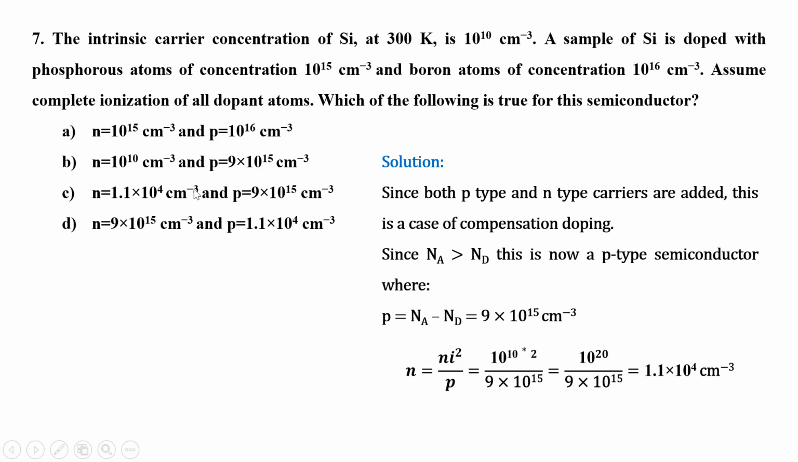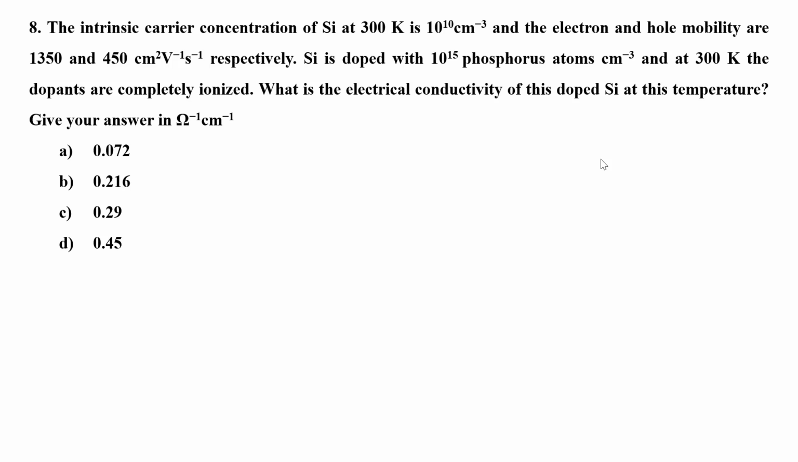So option C will be your answer. So I hope this is clear. Yeah. So next question is: the intrinsic carrier concentration at 300 Kelvin for a silicon semiconductor is 10^10.